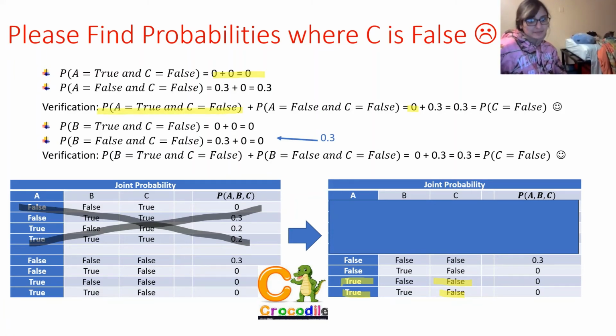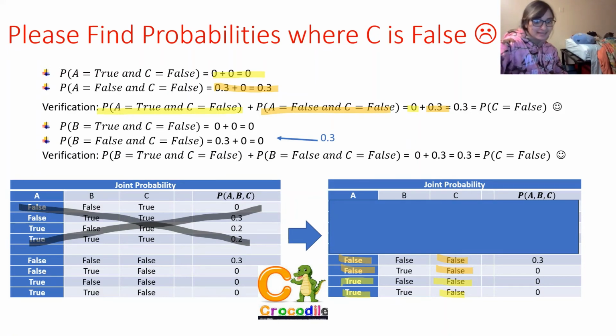And similarly, if we're focused on A false and C false, then we just focus on the top part, which is A false, C false. And we get 0.3 plus 0, which is 0.3. And when we add these two probabilities up, essentially this is 0.3, which is the probability that C is false. So remember, this was 0.7 probability C is true, and then this was 30%, which is probability C is false. So this adds up to 30%, which is the probability that C is false, which is great.